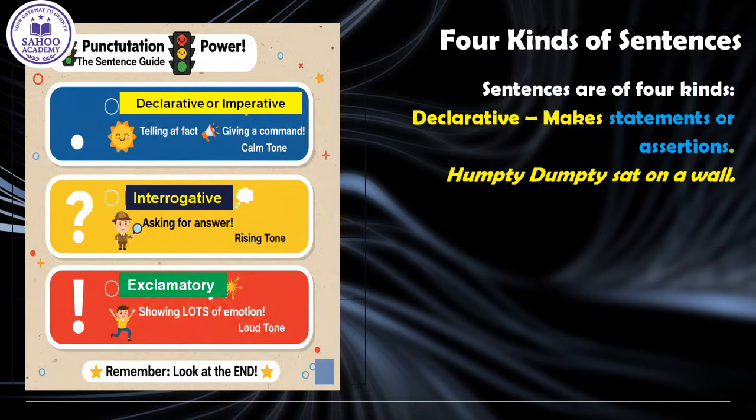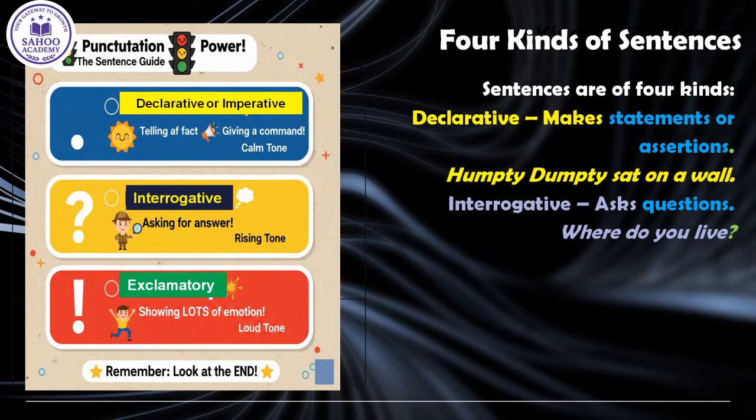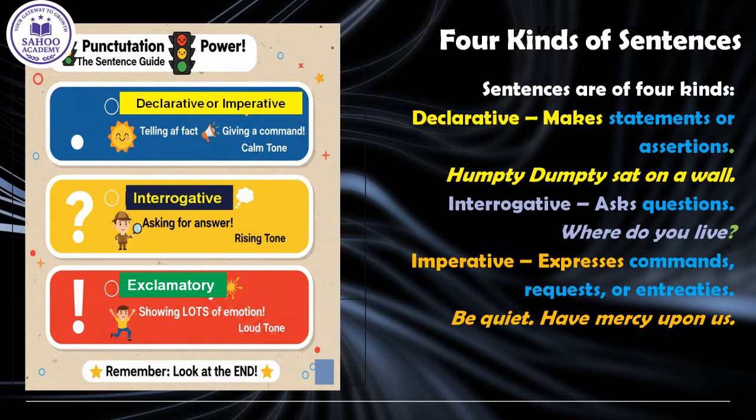The second one is interrogative sentences. These are the question askers. Their job is to ask questions and seek information. Like, where do you live? That means that is a question. You can always spot this by the question mark at the end. That means at the beginning you will find a WH word and at the end you will find a question mark here. Third one is we have imperative sentences.